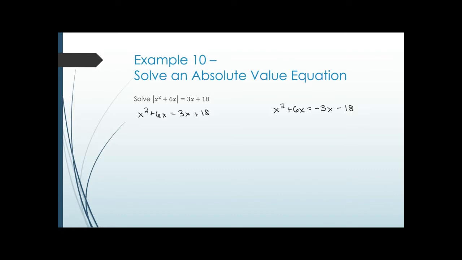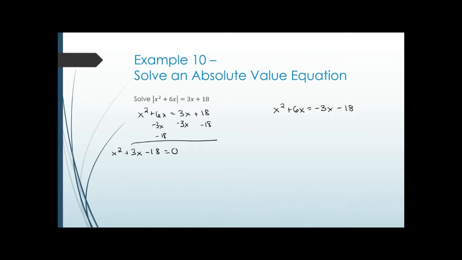So now you have quadratic equations, so you need to solve by getting everything equal to one side. So I'm going to go through the first equation. x squared plus 6x equals 3x plus 18. So I'm going to subtract 3x from both sides and then also subtract that 18. I like to have a positive. So I'm going to get x squared, 6x minus 3x, plus 3x minus 18 equal to 0.